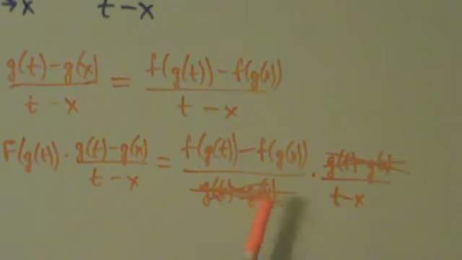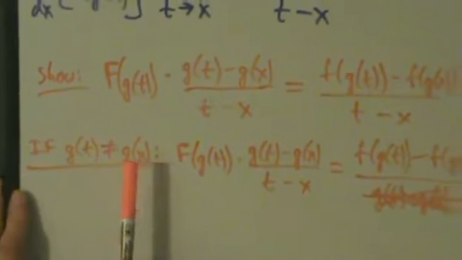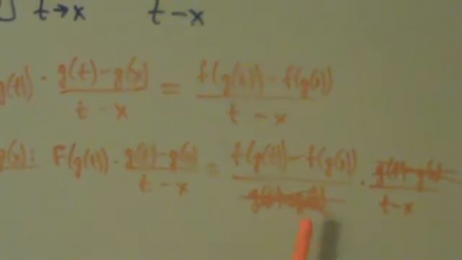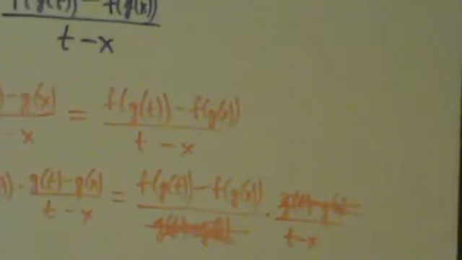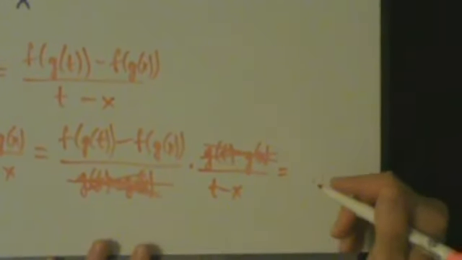And that would be bad. But we know that won't happen because we're assuming g of t is not equal to g of x. Therefore, g of t minus g of x is never equal to 0, and it's okay to do this.